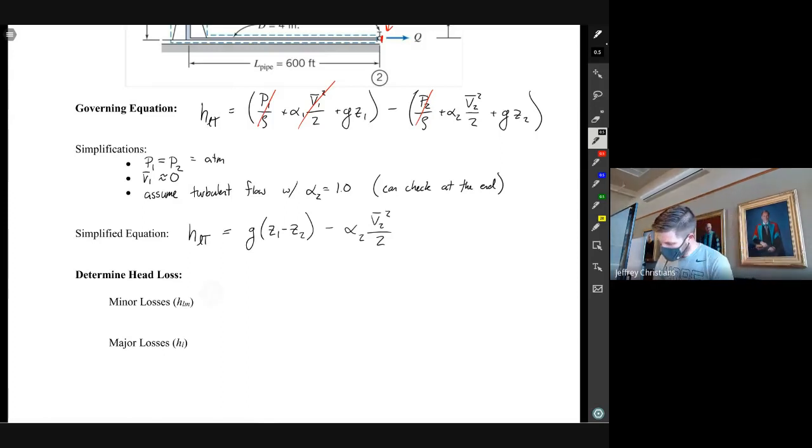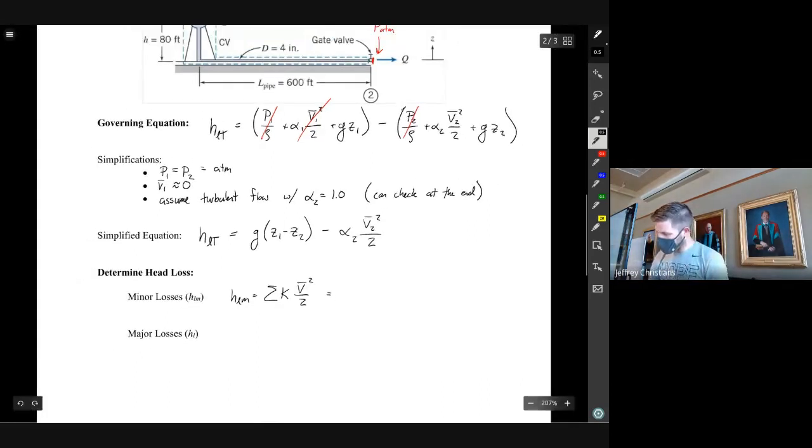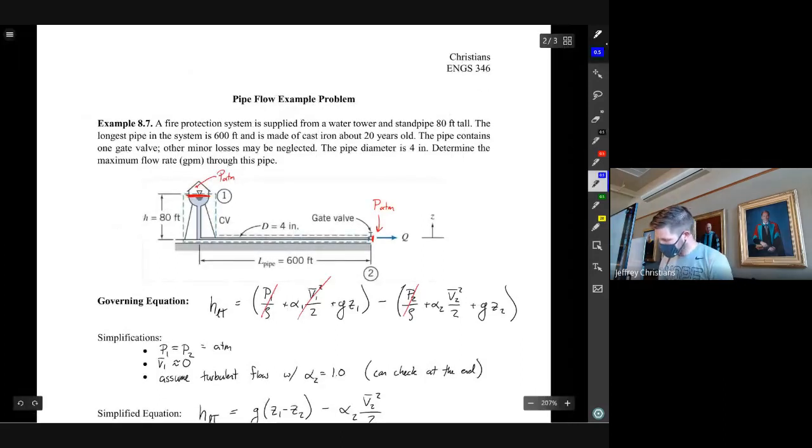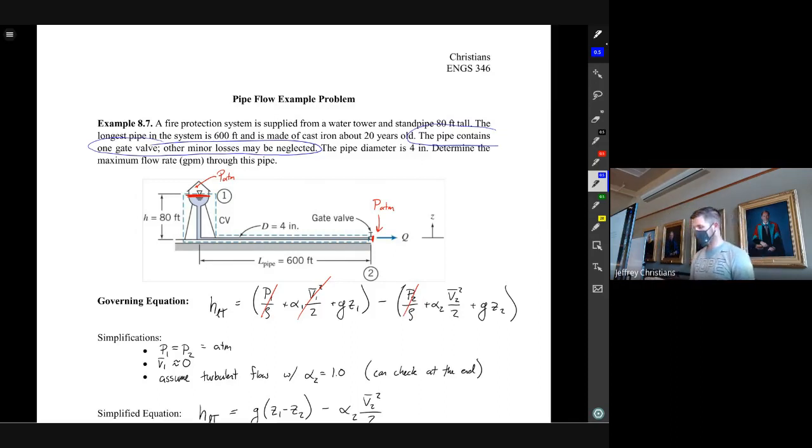Okay, our minor losses are the sum of all of the different minor losses. So if you have minor losses from this thing and this thing and this thing and this thing, you just add them all up. We are told, let's see, here it says the pipe contains 1 gate valve. Other minor losses may be neglected.